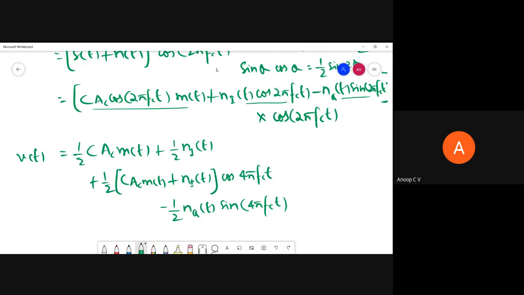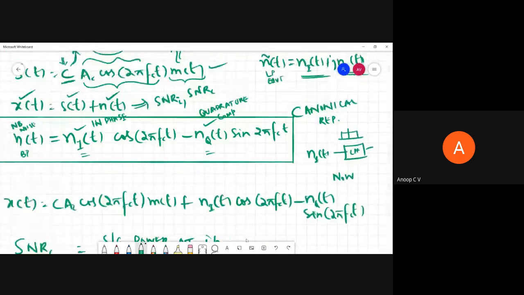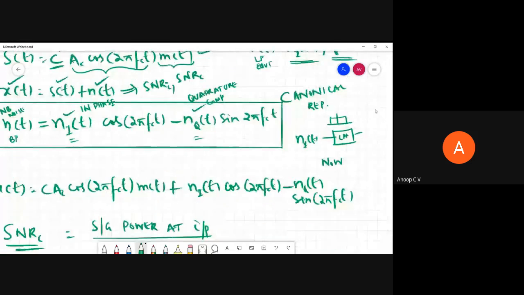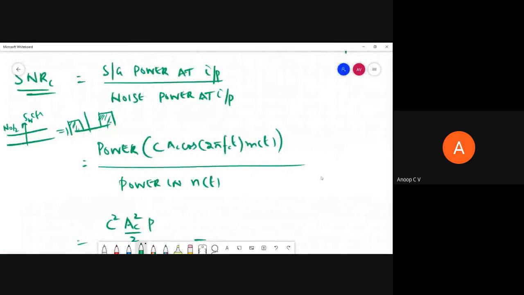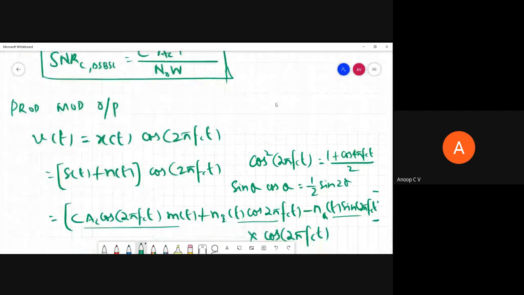Now if you go back to our system model, this V of t, the product modulator output, is given to a low pass filter, which will allow frequencies only up to W. So whichever high frequency terms are there, having frequency equal to 2fc, those will be eliminated, and only the DC terms, wherever we have a constant in this expression, will survive at the output of the low pass filter.